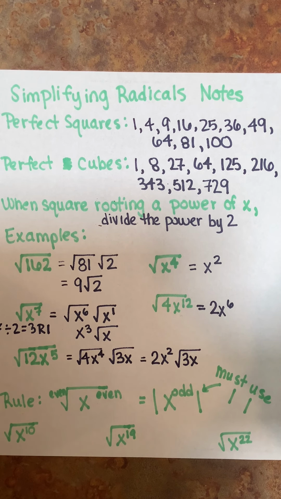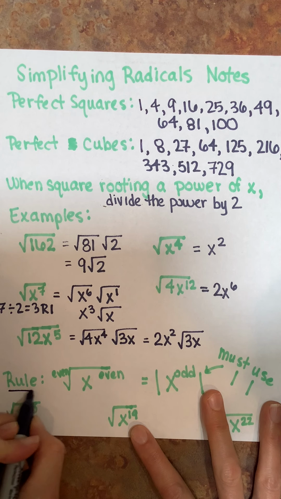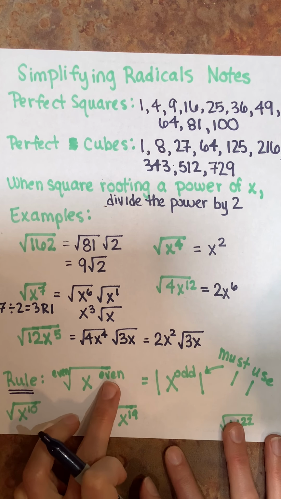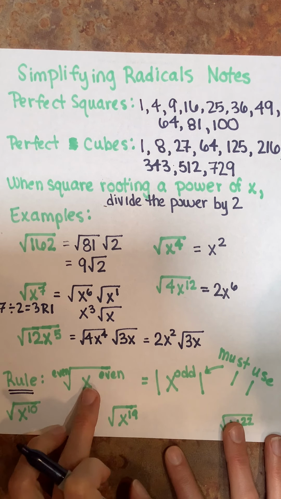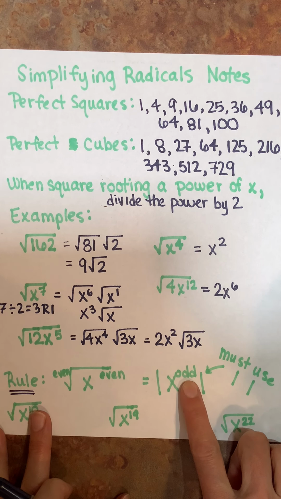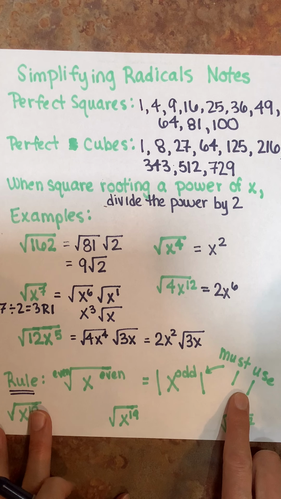There's one special case. When you're square rooting a variable with an even power, and the answer is an odd power, you must use absolute value.